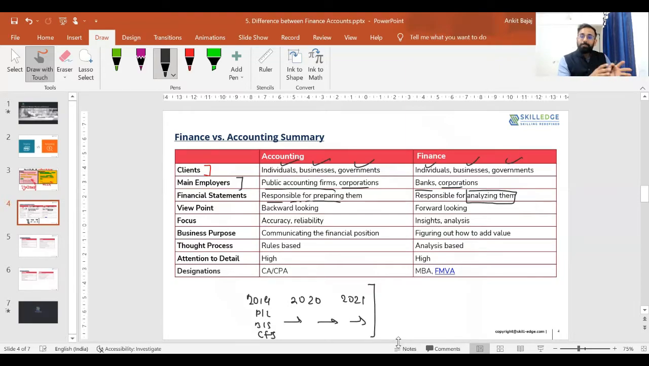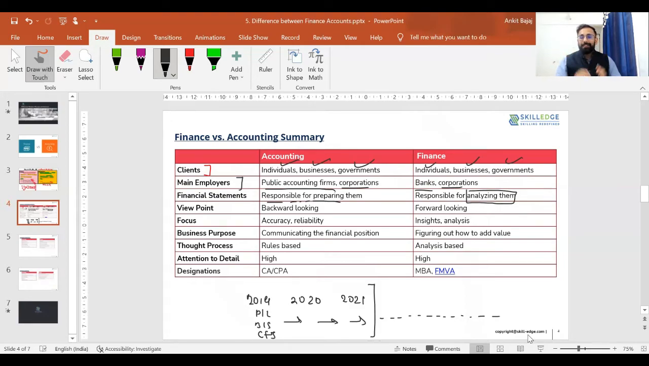So the basic function is performed by the accountant, and after that the finance person will be analyzing these financial statements, and he will be forecasting, or preparing forecasted financial statements, to decide whether to invest in this company or not, right?